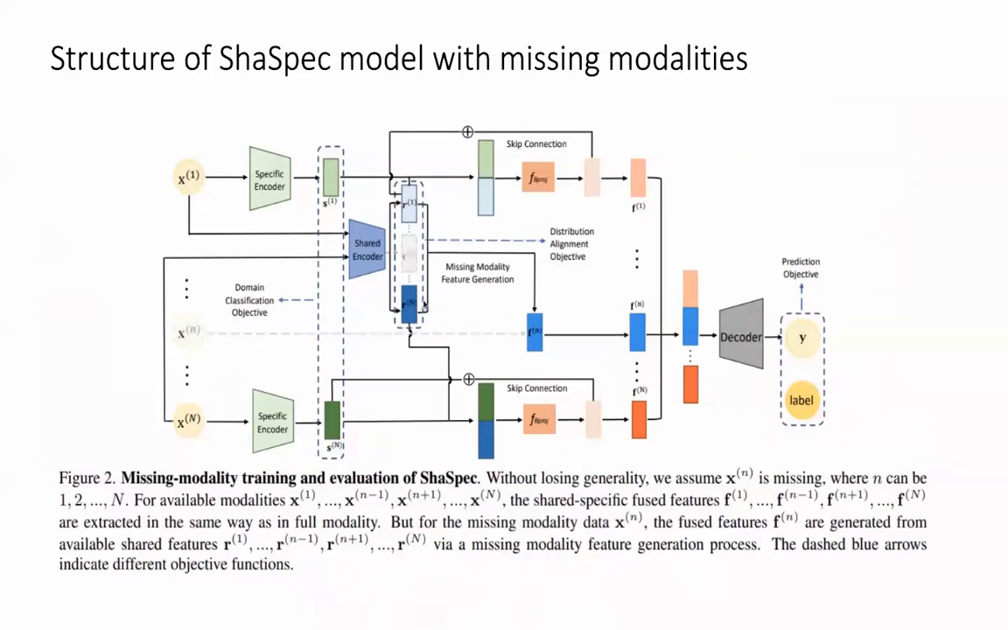The gist behind it is that even without the modality specific features, the shared features can already capture the shared information and are good enough for the final prediction. We also have the dashed blue arrows indicating different objective functions, the distribution alignment objective and the domain classification objective, which will be discussed in detail later.